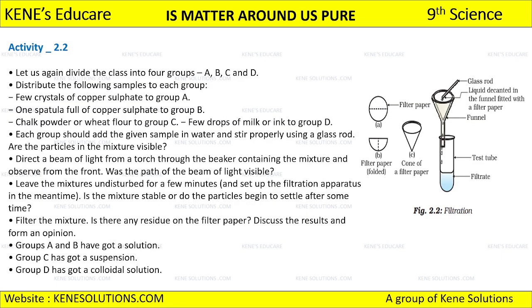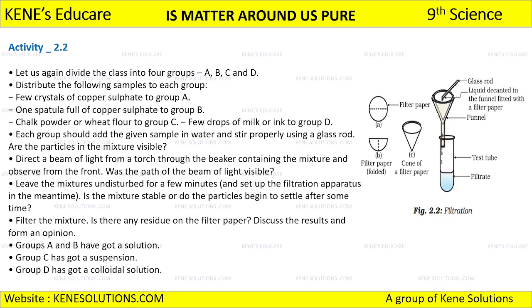After this, we discussed this activity 2.2. Now we know that this activity is a group activity. In this group activity, you have taken different components: group A will have crystals of copper sulfate, group B will have one spatula full of copper sulfate, group C will have wheat flour, and group D will have a few drops of milk or ink.